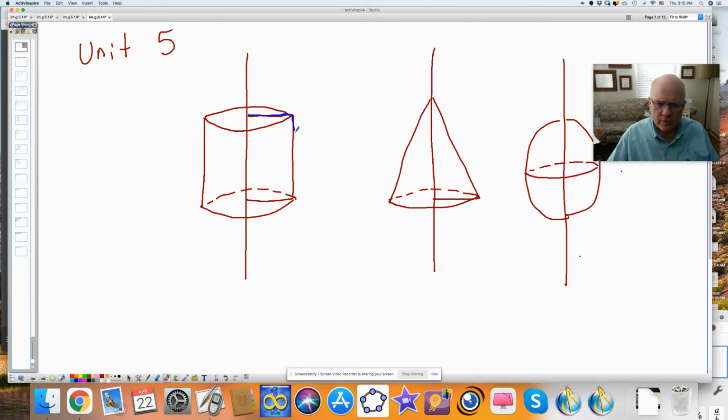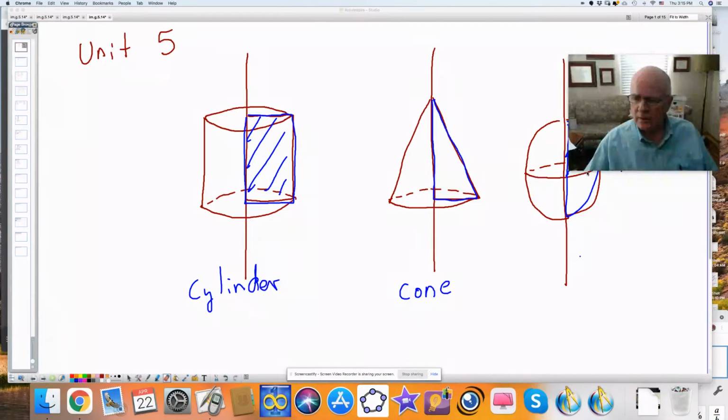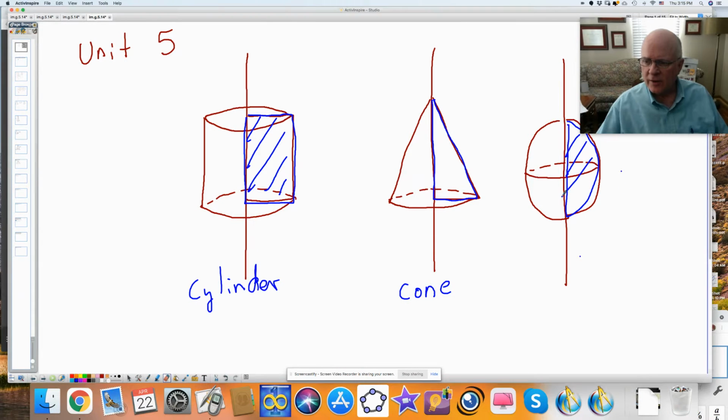If I took a two-dimensional figure, a rectangle, and I rotated it around this axis, I ended up with a cylinder. If I took a triangle and rotated it around the axis, I would get a cone. I could rotate it around a different axis and get a different volume, even though it's the same triangle. And if I took a semicircle, half of a circle, and rotated it around the axis, I would get a sphere.